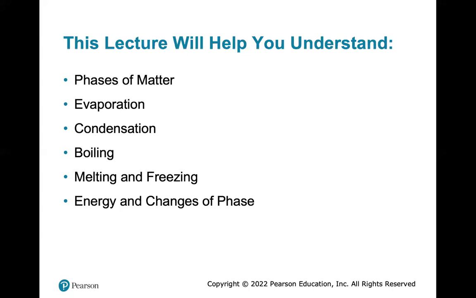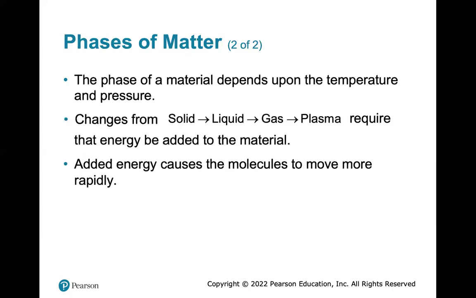The phase of a material depends upon the temperature and the pressure. Changes typically are from a solid to a liquid to gas and plasma. They require that energy be added to the material. Added energy causes the molecules to move more rapidly. Towards the end of the chapter, we'll see how much energy it takes to change 1 gram of water from a very cold ice to steam, and you can calculate that. You're not going to be required to calculate it, but you can.